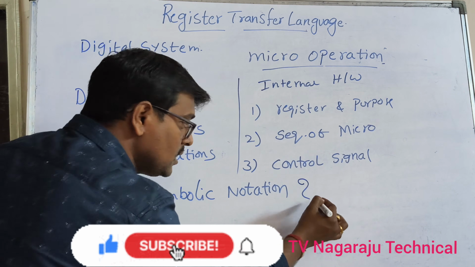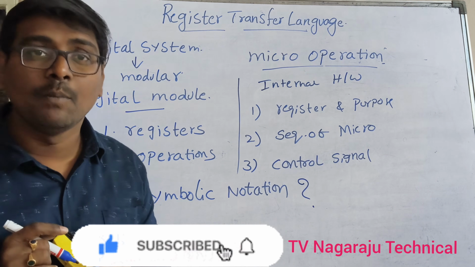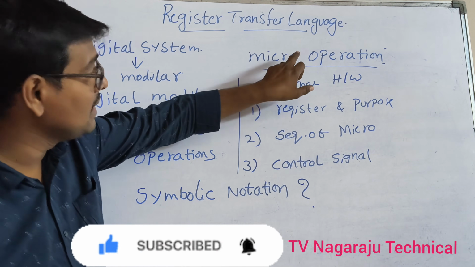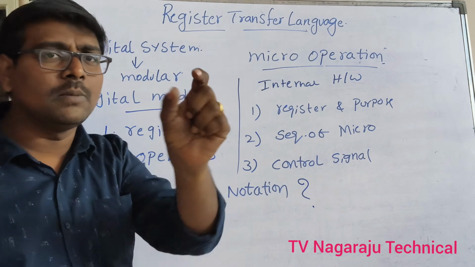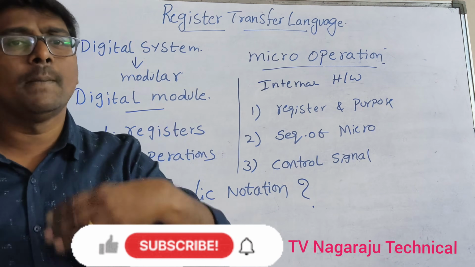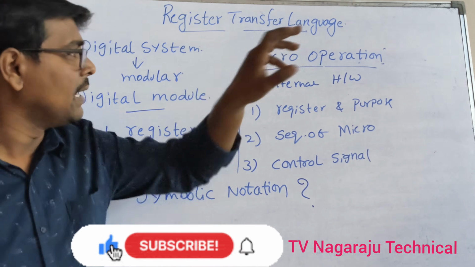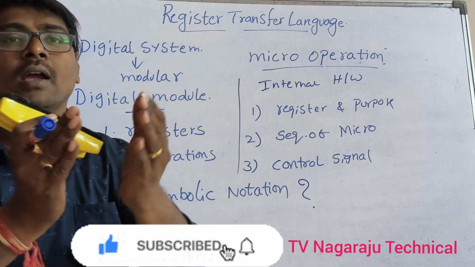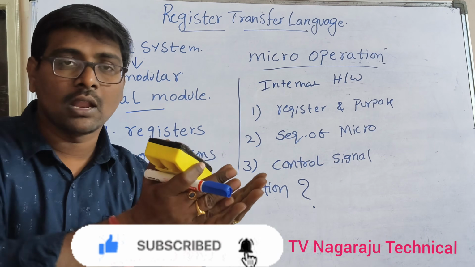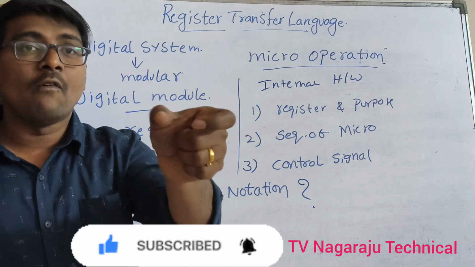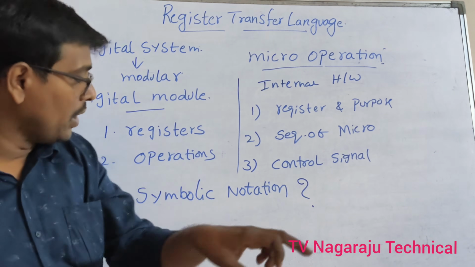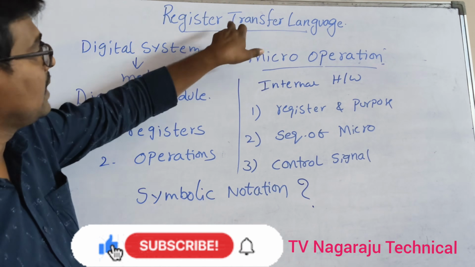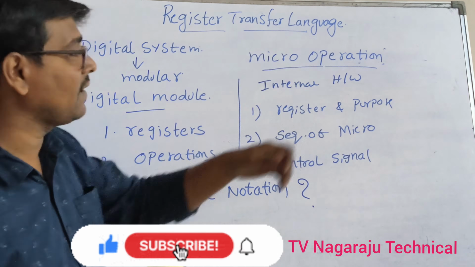Immediately the question is, why are we using this symbolic notation? Generally, one instruction has multiple micro operations, so representing these micro operations in plain English is long and difficult. To avoid such a problem, we are moving to symbolic notation. Clear? That is register transfer language.